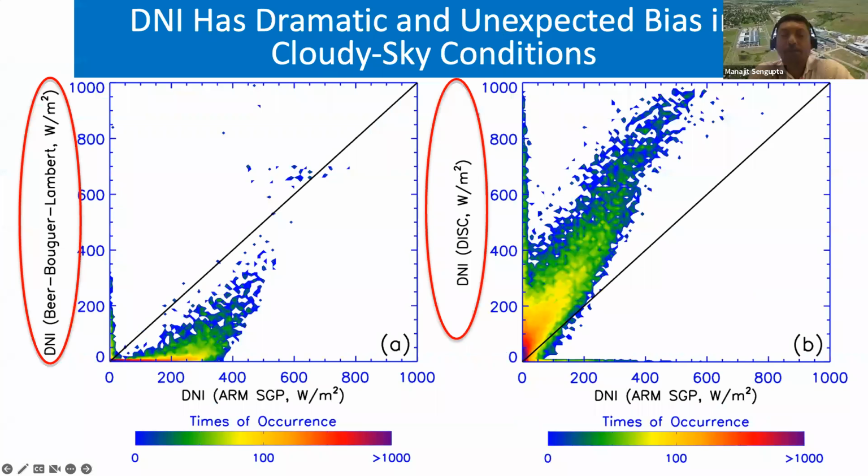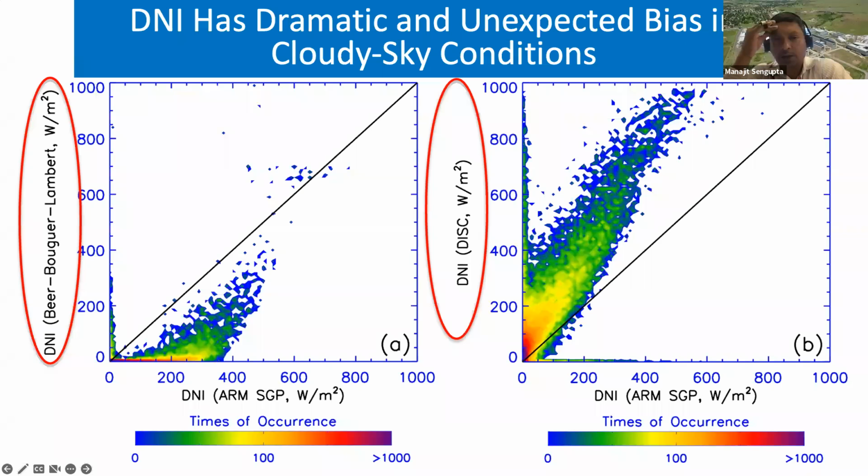So this is what happens when we use Beer's law to calculate the DNI. The horizontal axis is the DNI as measured, and the vertical axis is modeled. As you can see, if we use the original models, which used the pencil beam, the DNI is underestimated. On the other hand, if you use a model such as the disk model, which is a parameterized model, the DNI is overestimated, as is obvious in these two plots. So we wanted to resolve this problem and get a better DNI into the NSRDB.